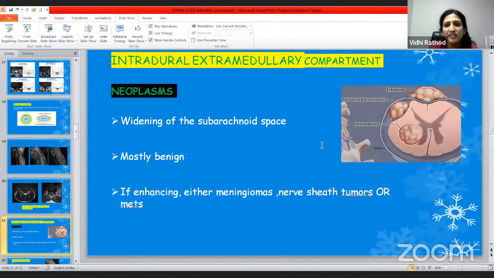Then the next compartment is the intradural but extramedullary compartment. There can be myelopathic causes which cause widening of the subarachnoid space. They are mostly benign. If enhancing, they are either meningiomas, nerve sheath tumors, or they can be METs as well.